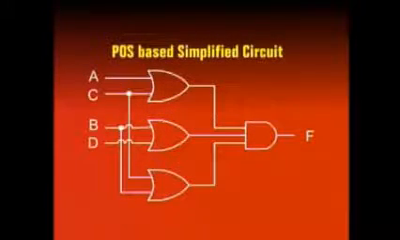The simplified product of sum based circuit is implemented using 3 2-input OR gates and a single 3-input AND gate. The total circuit count is 4 gates. The cost of the circuit reduces, the size of the circuit reduces, the power requirement of the circuit reduces, and the propagation delay has reduced from 3 gate delay to 2 gate delay.